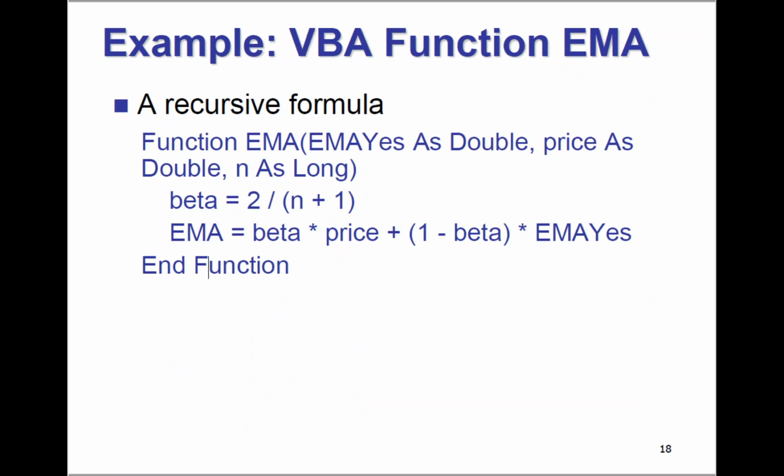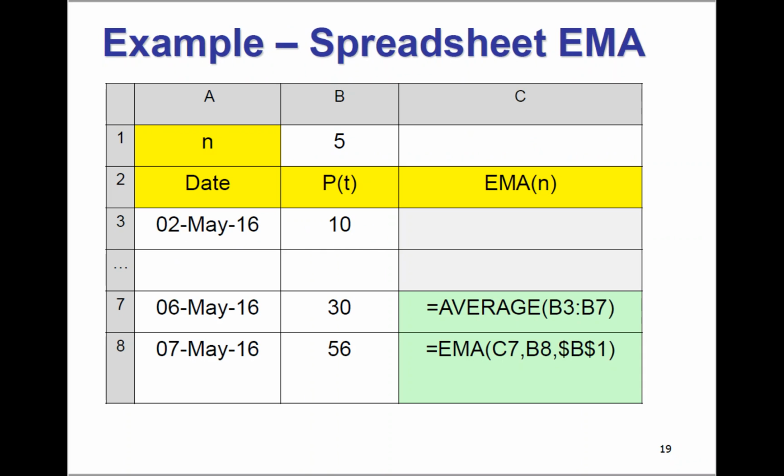We have a function called EMA. It takes three inputs: EMA yesterday, price of today, and n. We don't need beta as an input because beta can be calculated directly from n as 2 over n plus 1. Then we have beta times price plus 1 minus beta times EMA. Once you have this, the formula is very simple. You can see in the Excel spreadsheet the average is here, and EMA yesterday, today's price, and n, which remains unchanged. You can see I don't need the beta column.